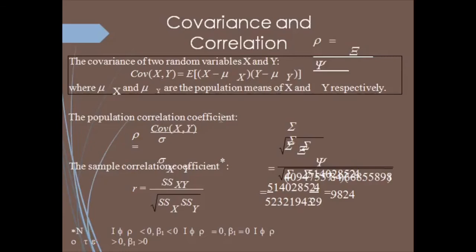Next is the covariance and correlation. The covariance of two random variables x and y, where mu x and mu y are the population means of x and y respectively.